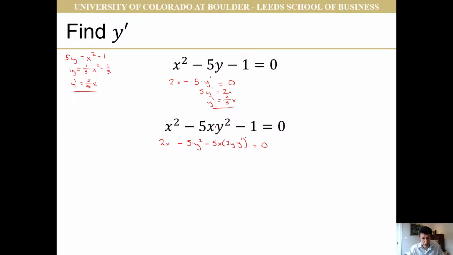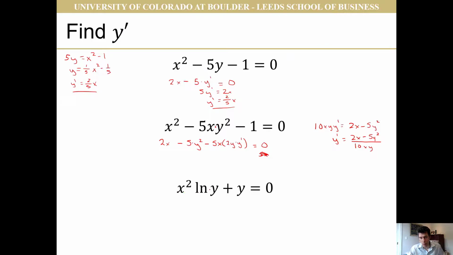Now we need to solve for y prime, so we're going to isolate y prime on one side. Oops, that's not right, let's scratch that out. Okay, let's do it again. We're going to have 10xy y prime equals, bringing that over to the other side, 2x minus 5y squared. We want to find y prime, so y prime equals 2x minus 5y squared, all divided by 10xy. So there's our derivative. Notice it's got x's and y's in it.